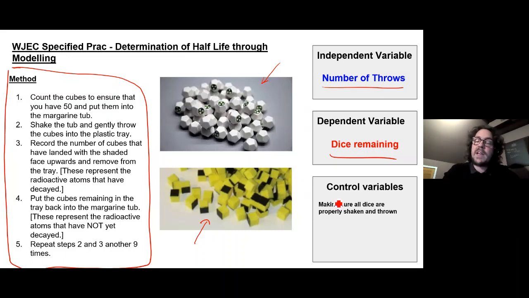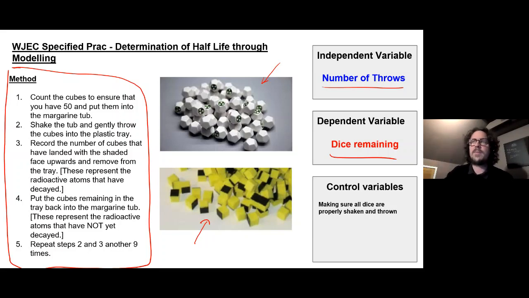The control variables then, making sure the dice are shaken properly and thrown. There aren't a great deal of control variables for this investigation really, other than just being vigilant and careful. They're difficult to think of, but you have to make sure that you properly throw the dice, of course, so you know that every one of them's been turned or had the chance to randomly decay. And this is a really effective way of modeling how radioactive samples decay in nature.